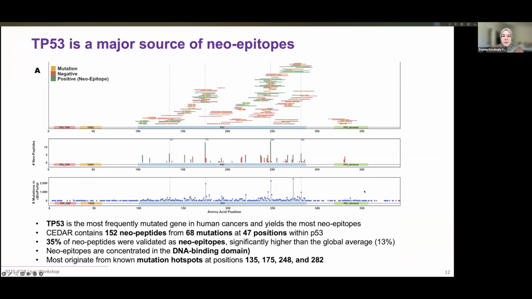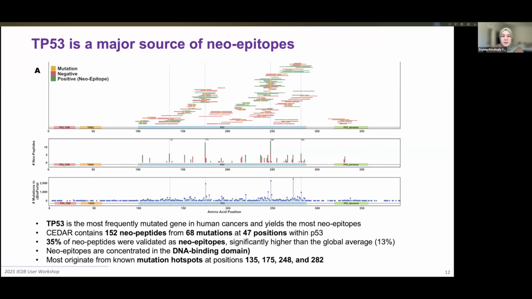Because we saw that TP53 has the most neoepitopes, we wanted to investigate them in detail. And actually, TP53 is the most frequently mutated gene in human cancers, across all the human cancers. So it's not surprising that we also have the most neoepitopes. In total, we found 152 unique neopeptides, and 35% of them were validated as neoepitopes. And so 35% is significantly higher than the global average of just 13% across all the proteins.